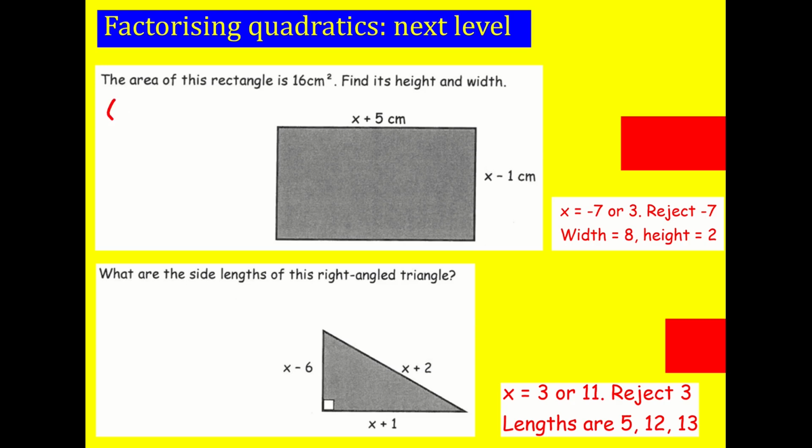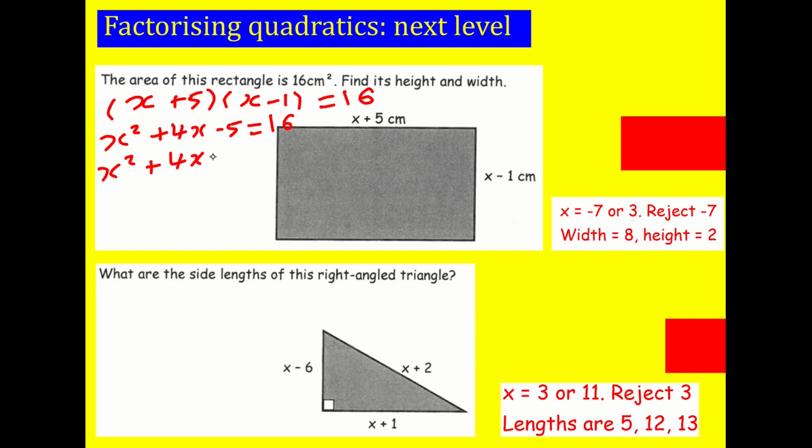I hope. So first one, we've given the area of a rectangle. We're given the sides in terms of x. So form an equation: base times height, x plus 5, x minus 1 equals 16. This is a quadratic equation. It just doesn't look like it at the moment. We need to expand the brackets. x squared minus x plus 5x, that's going to be plus 4x, minus 5 equals 16. Get it equal to 0, standard practice for factorising. x squared plus 4x minus 21 equals 0.